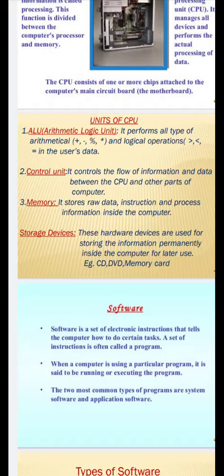Second is control unit. The work of the control unit is to control the information and data between the CPU and the other parts of the computer. And memory's work is to store data, whether it is raw data or processed information or any instruction. All these things are stored in the memory of the computer.